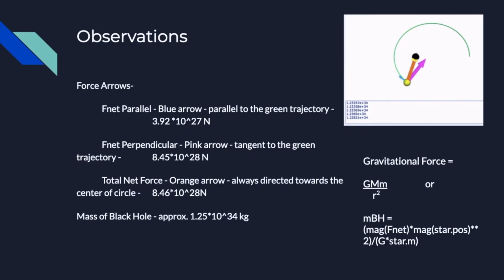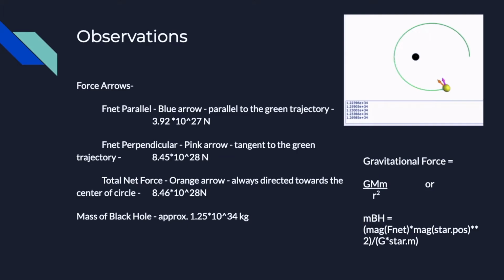The pink arrow indicates a perpendicular net force, and this net force is always perpendicular to the green motion of the star. So it doesn't always point towards the center because this is an orbital pattern, but it's always perpendicular, and it does increase over time also because of the force of gravity.